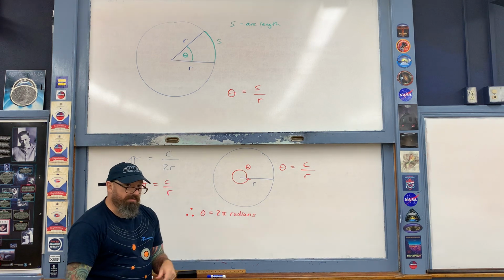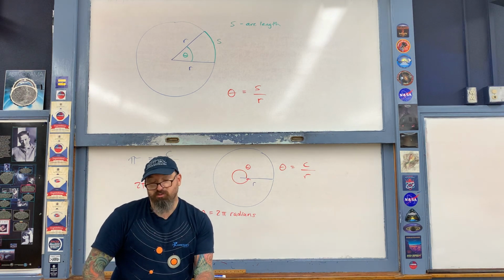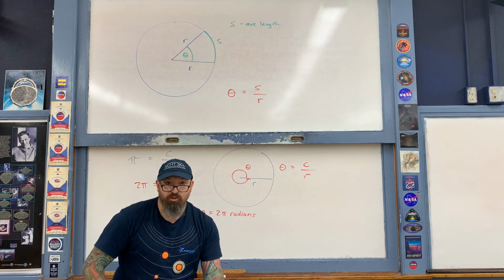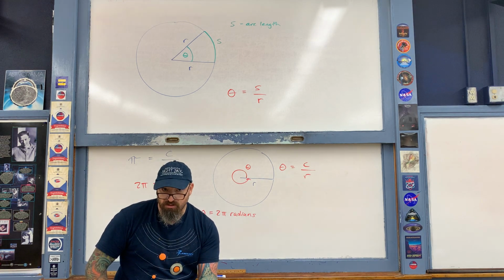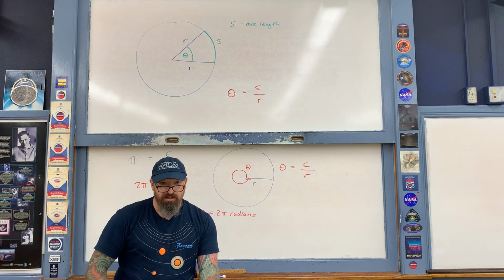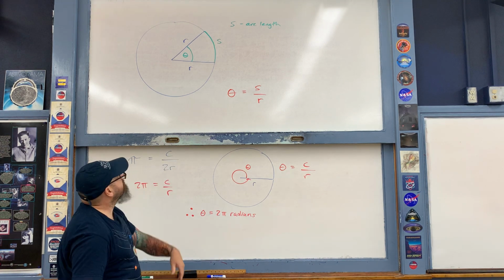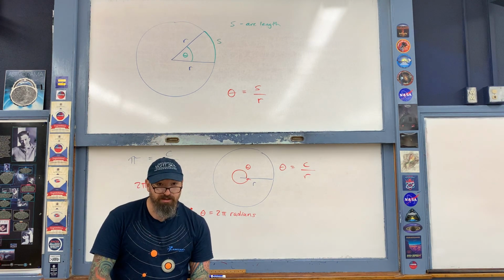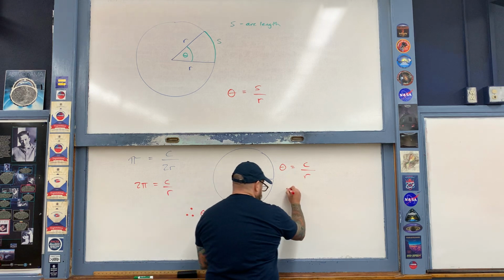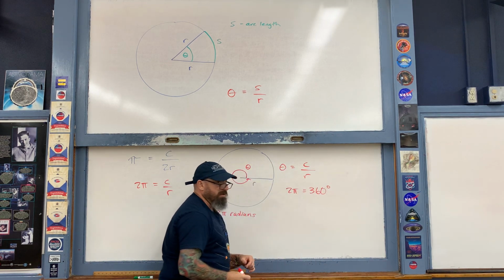Now, 2 pi is about 3.14 times 2. That's about 6.28. And there's 6.28 radians in a circle. There's 360 degrees in the circle, but only 6.28 radians in a circle. So 1 radian is a lot bigger than 1 degree. 1 radian, by the way, is approximately what I drew on the diagram that is up there still on the top board. So suffice it to say, 2 pi radians is equal to 360 degrees.